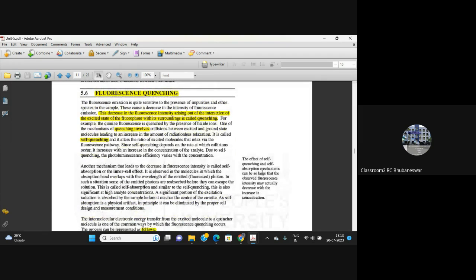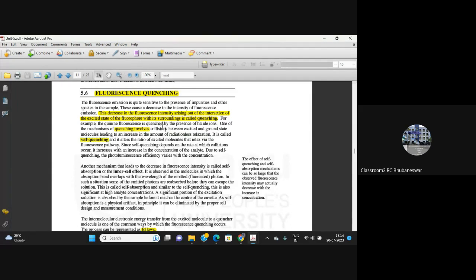Now come to a concept, that is fluorescence quenching. This is a very important thing. Quench, from the word itself, you may be clear, means to suppress, to reduce, to retard. So fluorescence quenching means there is some decrease in the intensity of the molecule which is fluorescent in nature. This decrease in fluorescence intensity arising out of the interaction of the excited state of the fluorophore with its surroundings is called quenching. One of the mechanisms of quenching involves collision between the excited and ground state molecules, leading to an increase in radiationless relaxation, which is known as self quenching. I'll make you clear here.